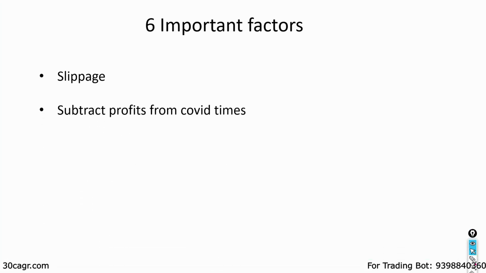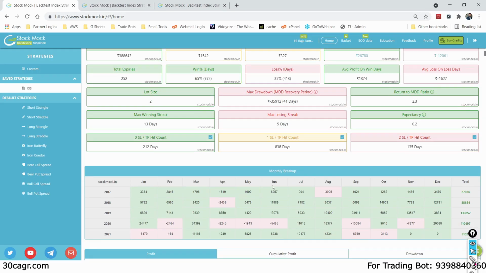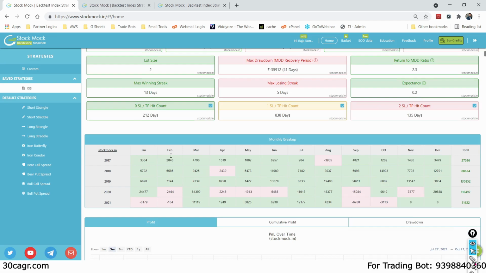Now the second thing that you have to remember is to subtract profits from COVID times. Many people do not consider the extraordinary profit that these backtesting tools show during the times of COVID. Look at this monthly breakup table. If you look at the monthly P&L, it's in the range of around 5,000, right? Or maybe some months even got 10, 15,000. On an average, it looks like it has given around 7,000 to 10,000, right? But look at this. In March 2020, it has given 61,400.